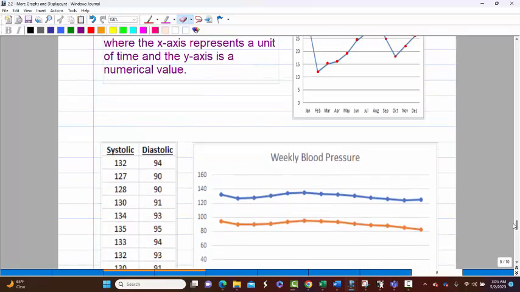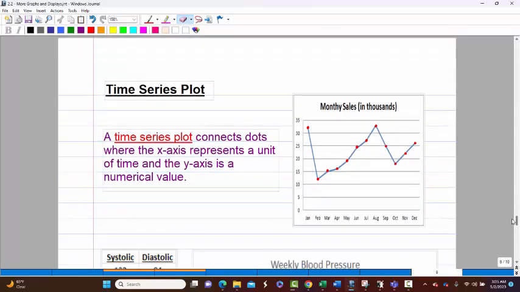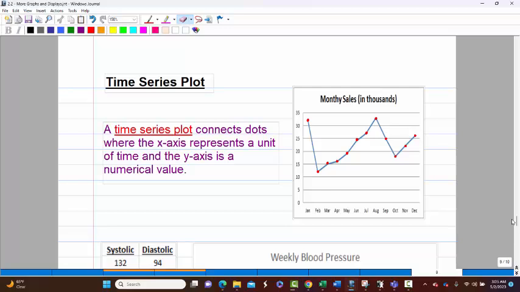Time series plot. Okay, this one's not difficult either. Time series plot means your x-axis is going to be some unit of time. Now, this first example is monthly. It could be monthly, it could be daily, it could be yearly, it could be hourly. It's whatever you're trying to measure per whatever unit of time you want it to be. So the x-axis is a label based on a time frame, and then on the y-axis, you put a dot to represent the height being the frequency. So it's like you put a dot at each height.